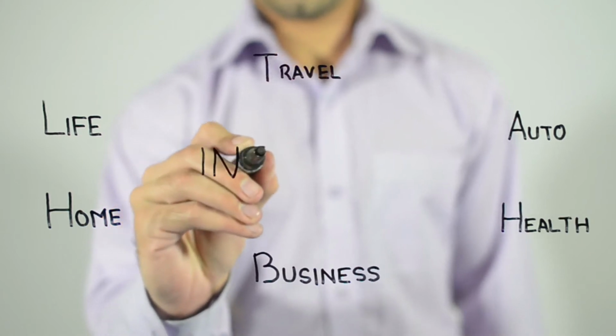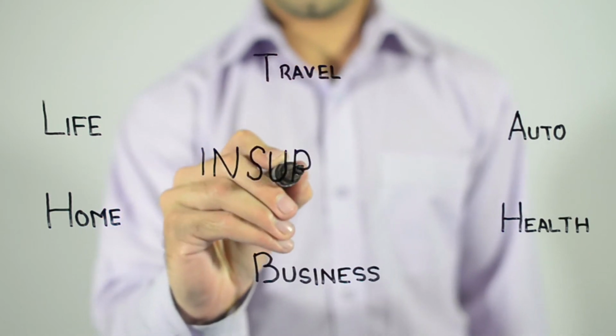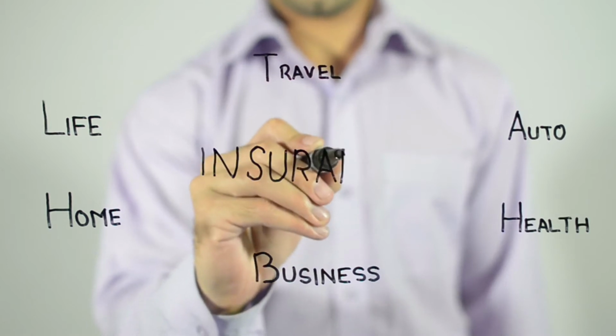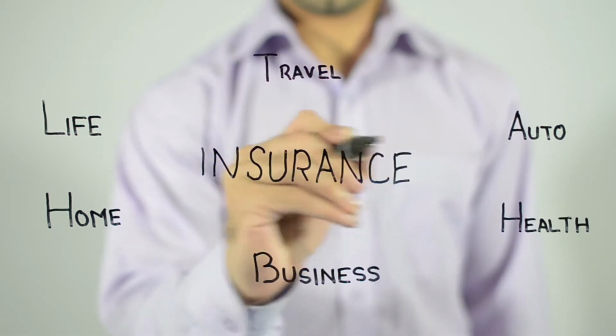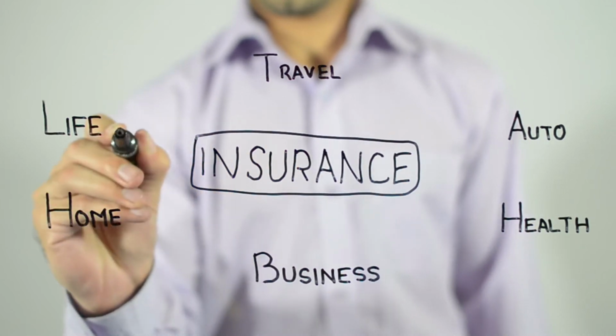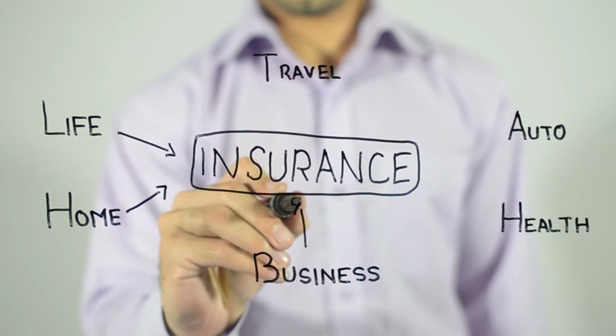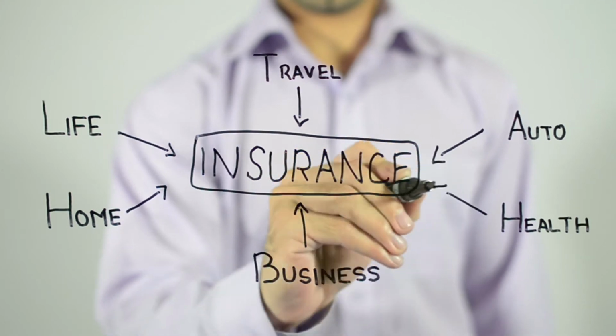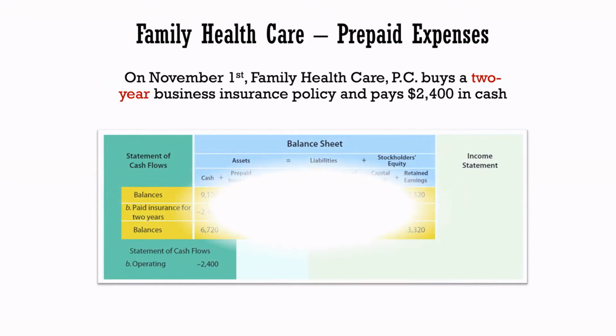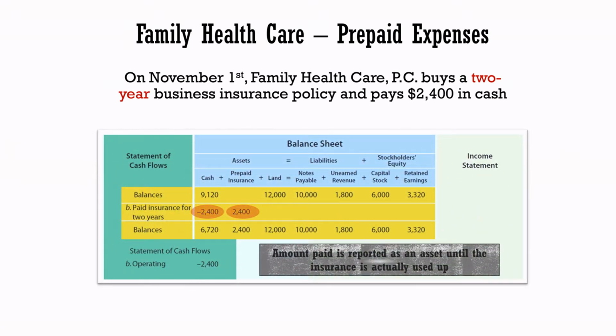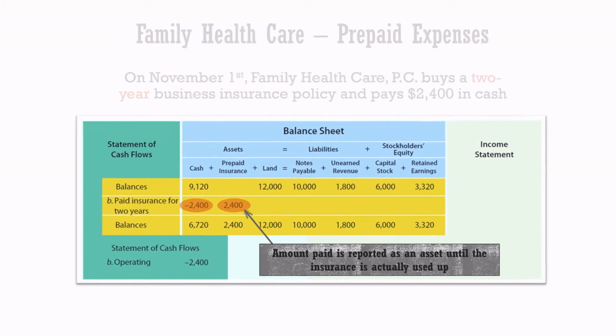On November 1st, the business had paid a $2,400 premium for a 2-year business insurance policy. By paying the premium in advance, Family Health has purchased an asset called Prepaid insurance. The mix of assets has changed. Cash decreases by $2,400 and prepaid insurance increases by $2,400. The payment of cash also decreases cash flows from operating activities under the statement of cash flows column.